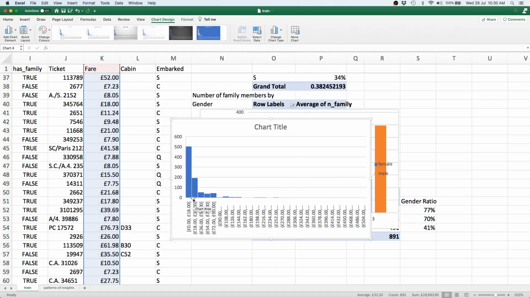and there it is. We see that a lot of passengers paid really low values, and basically about 500 passengers paid less than 18 pounds or whatever the currency is. Many of them paid between 18 to 36 pounds, many of them between 36 to 54, and it goes on decreasing. And that makes sense because the cheapest ticket went to the largest class of passengers.